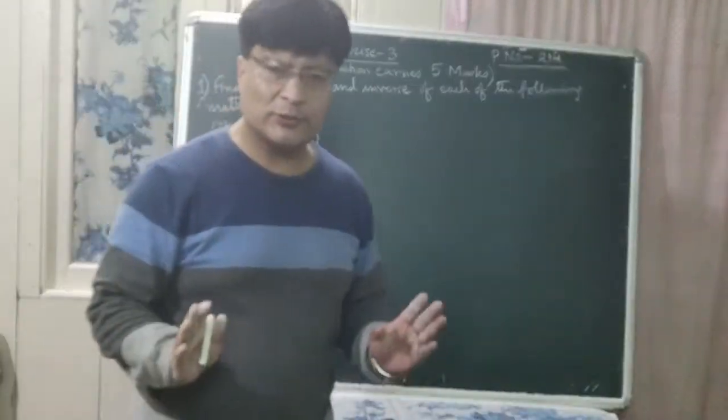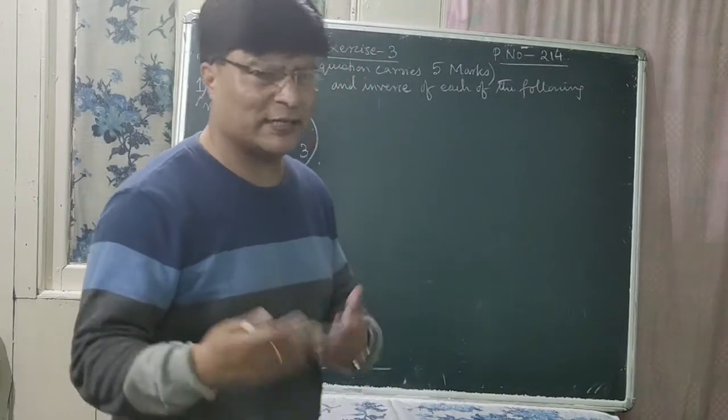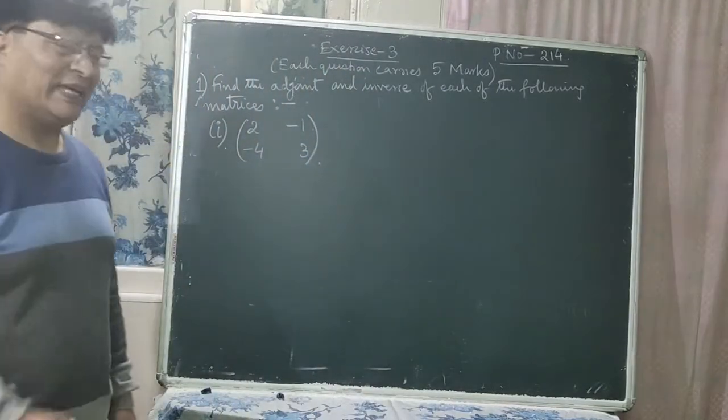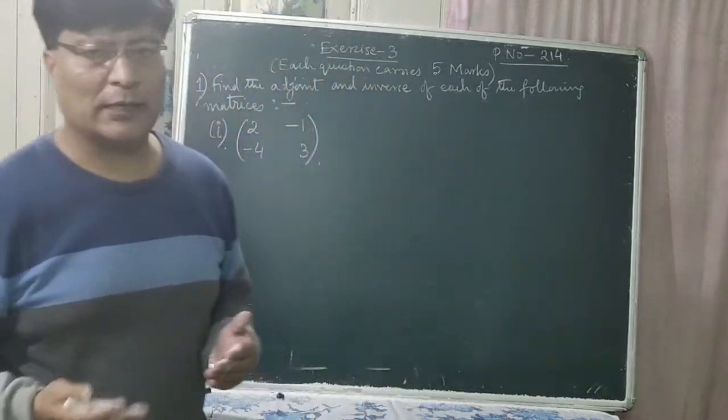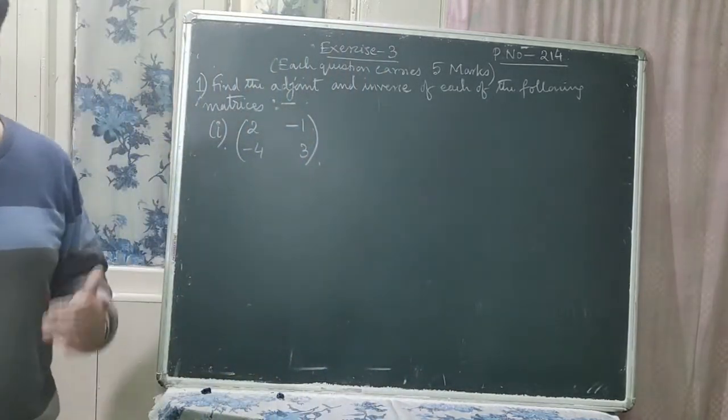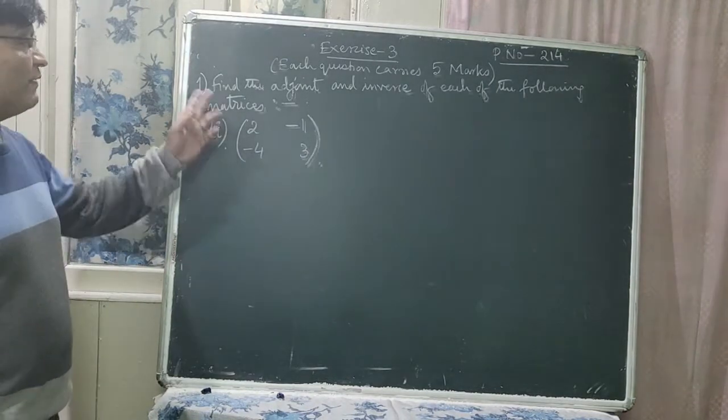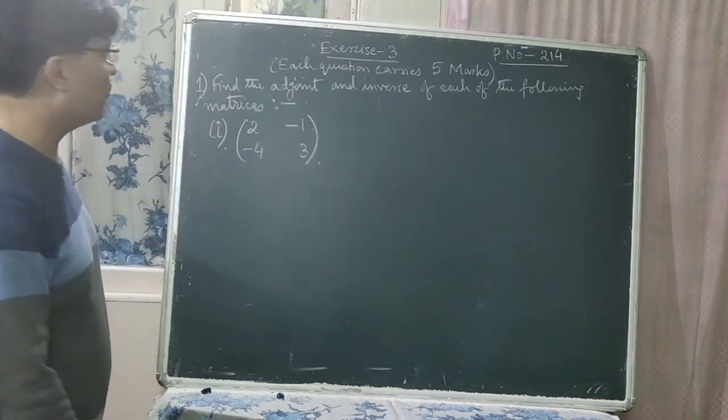So I think you have understood the theory portion. You can revise it at home. If you have any doubt, you can comment, or you can call me also. Okay, so find the adjoint and inverse of each of the following matrices.